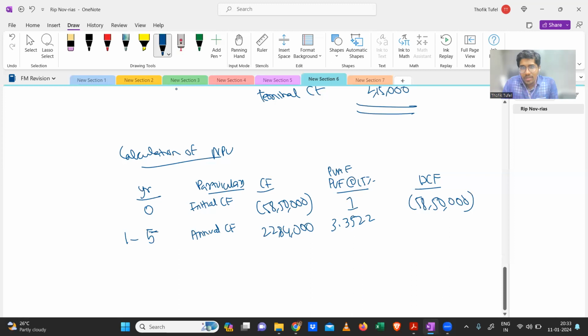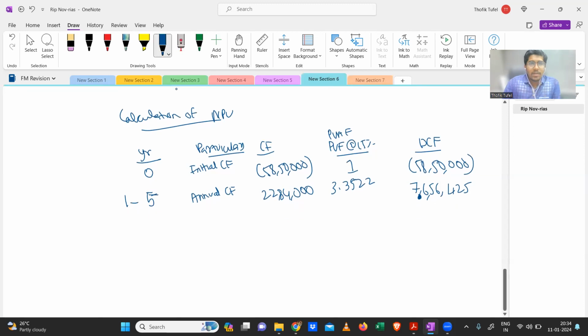So what is my discounted cash flow? 7 crore 65 lakhs. Sorry, it is 76 lakhs. It is 76 lakh 56,425. Clear. Now again, fifth year, your terminal cash flow.